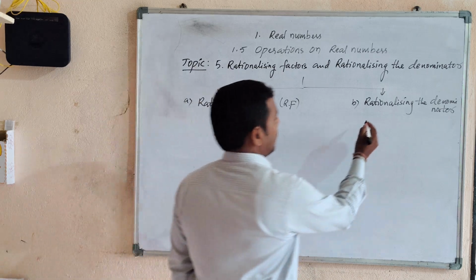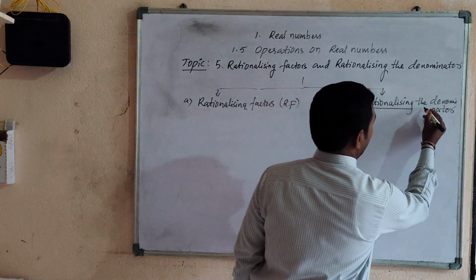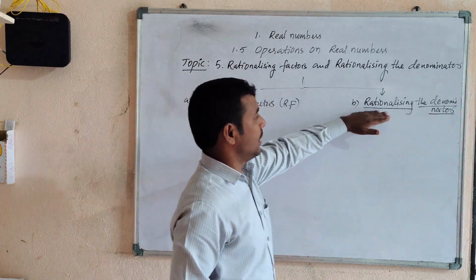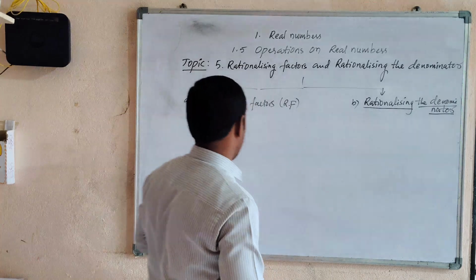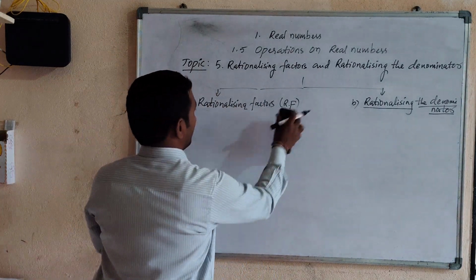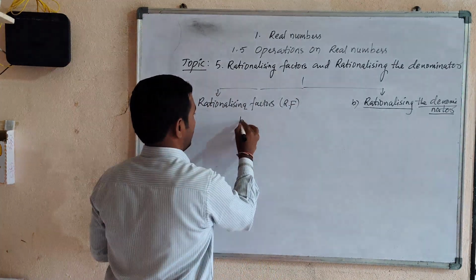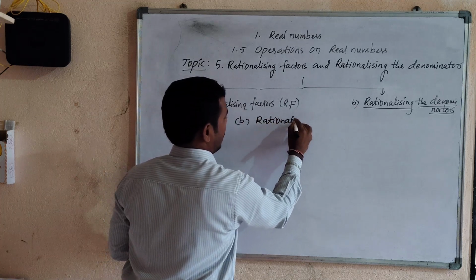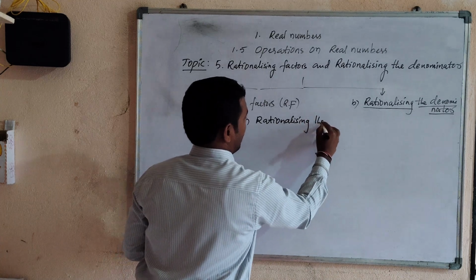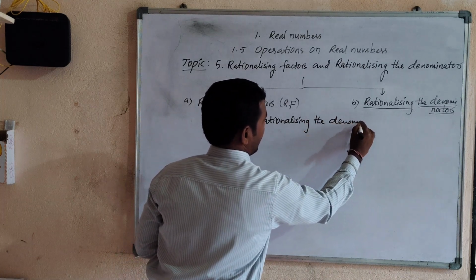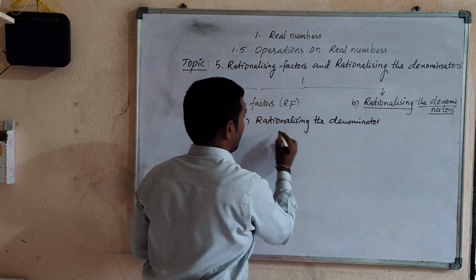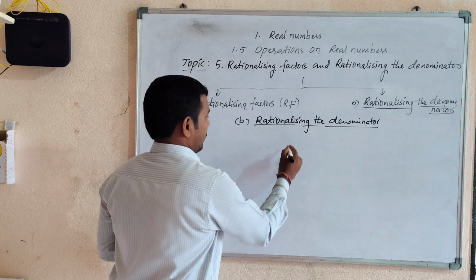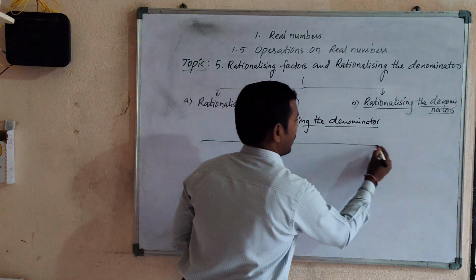Okay students, so let us think about rationalizing the denominators. Now, the next topic is B. Its name is rationalizing the denominator. So, what is the topic name? That is B, rationalizing the denominator. This topic, observe carefully, is very, very important. So actually, we have to discuss two points.